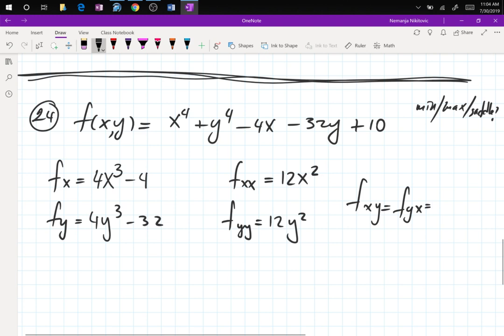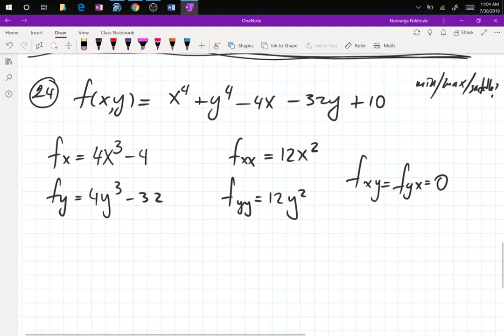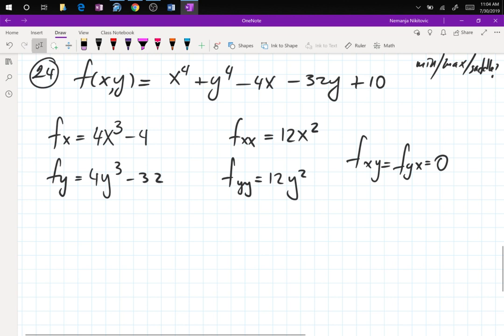It doesn't matter which one you compute, so you can take a look at the top, take the derivative in respect to y, you get 0. You go on the bottom, take the derivative in respect to x, you get 0. So it doesn't matter which way you look at it. The fxy derivative would be 0. Great.